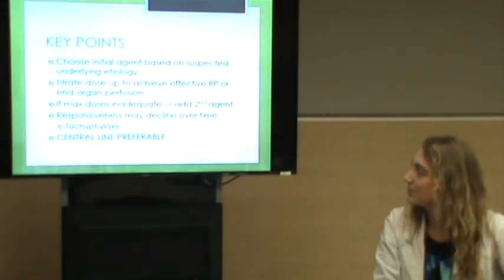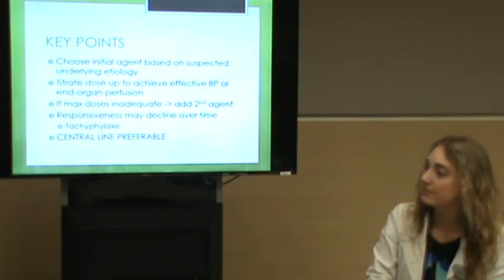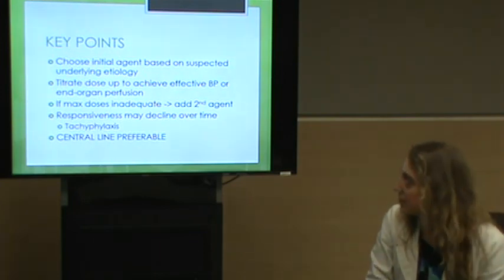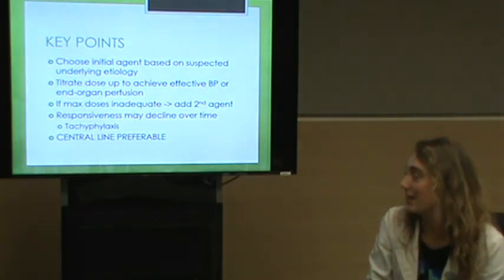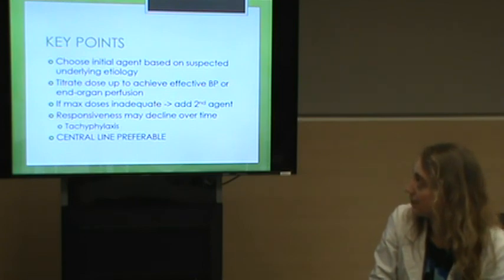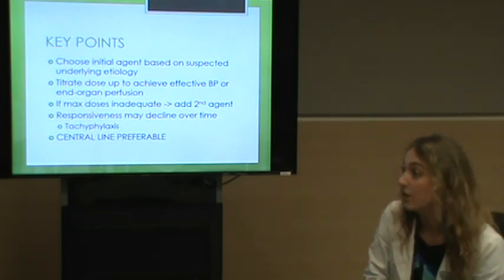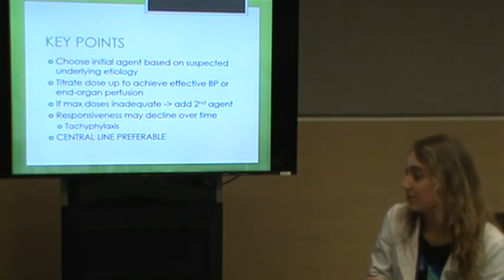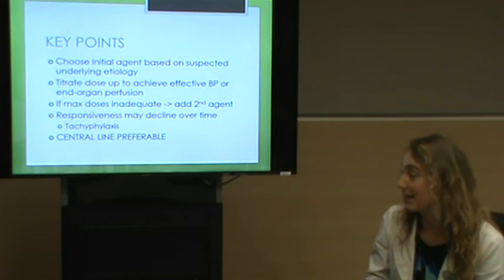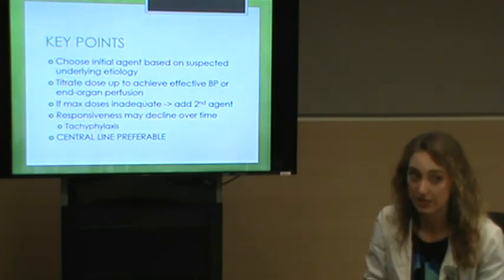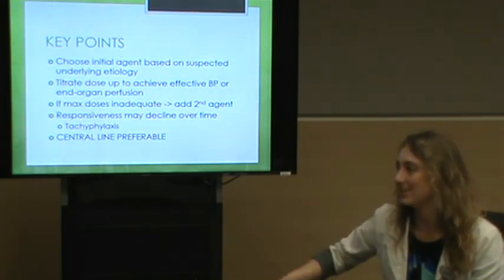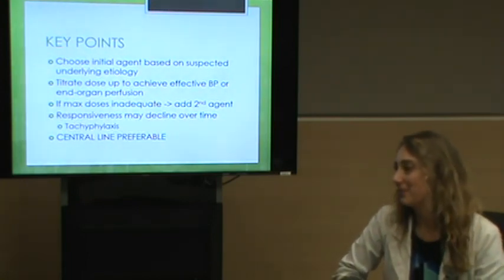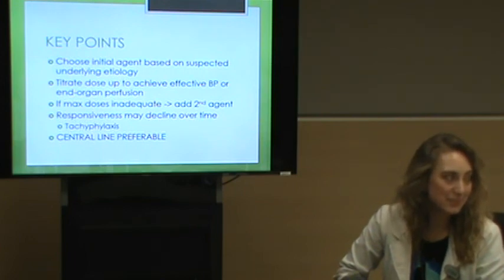All right, so the most important points to take away from today, because all of the dosing and the dosing parameters can be looked up, is to choose the initial agent based on what the suspected underlying etiology is, to titrate the dose to achieve the effective blood pressure or heart rate, or end organ perfusion. If the max dose of that agent that you selected is not adequate, then you would add the second agent, but you always want to max out the first agent first before you just start adding additional ones. Responsiveness might decline over time, such as with which medication that needs a nitrate-free period?